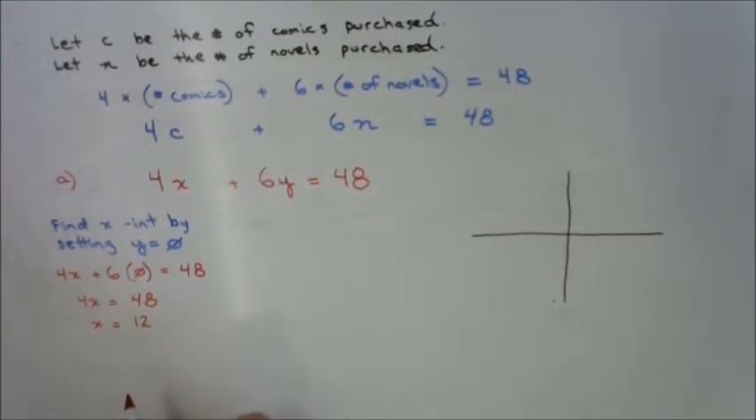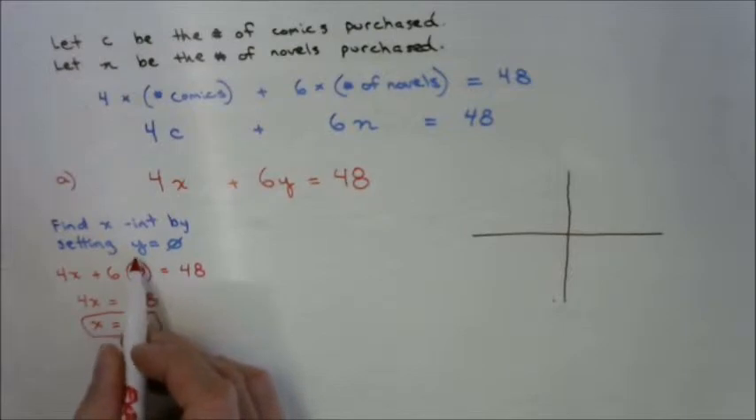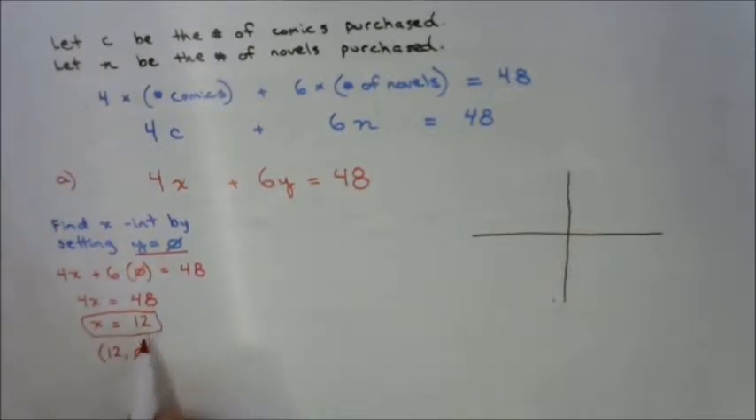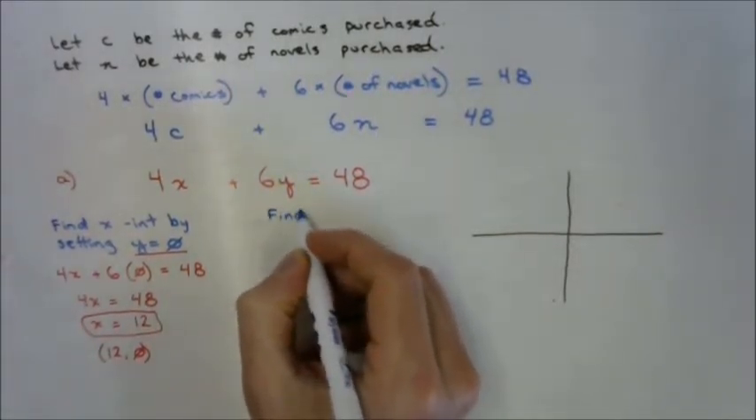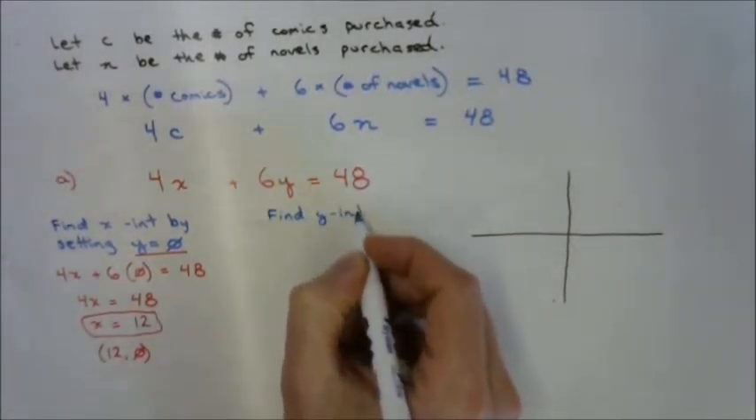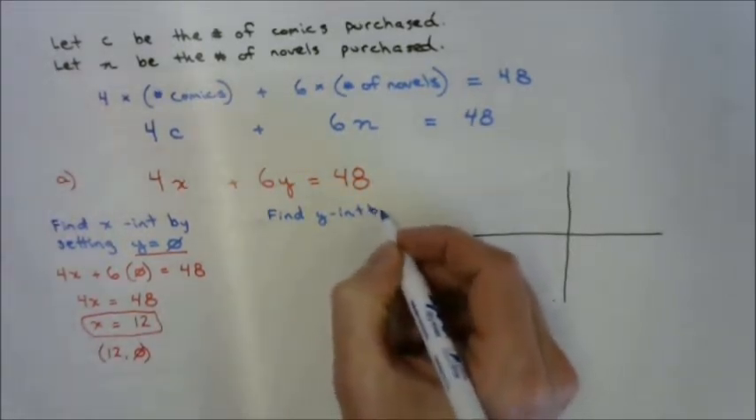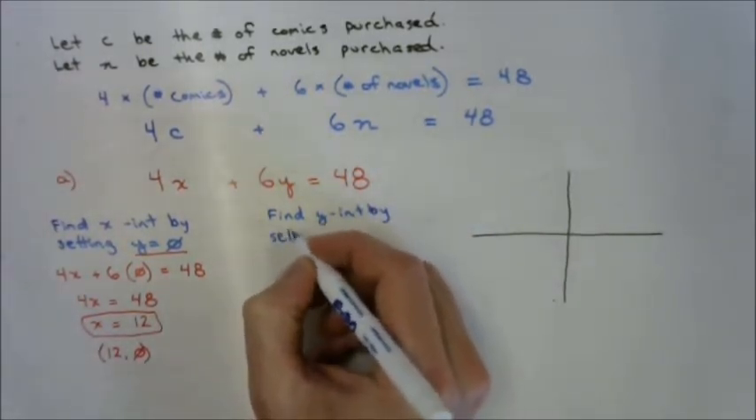Okay, so now I have found out that the x-intercept is 12, which tells me also that the point (12, 0) is on the graph, because when y is 0, x is 12. Okay? We're going to do the same strategy, but we're going to find the y intercept by setting what?